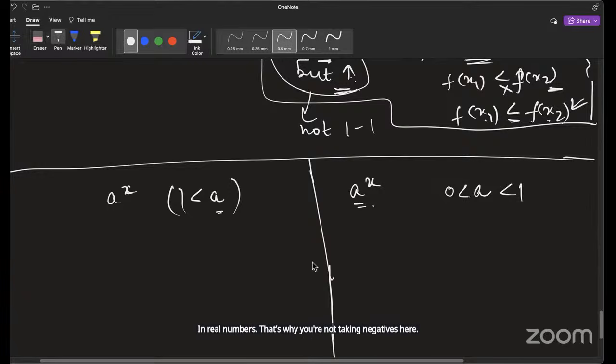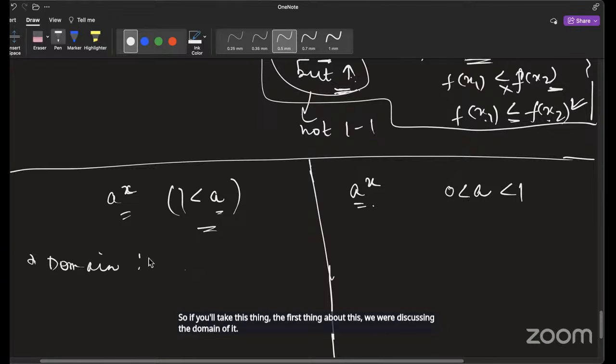You're not considering a to be negative because for a lot of values, for 2, for half, for 1 by 4, you won't have a real solution. To stay in the real domain, we have to keep them positive. And 0 you're not taking because each time you'll just get 0, and 1 because each time you'll get 1. So the first thing about this, we were discussing the domain of it. The domain is real numbers.